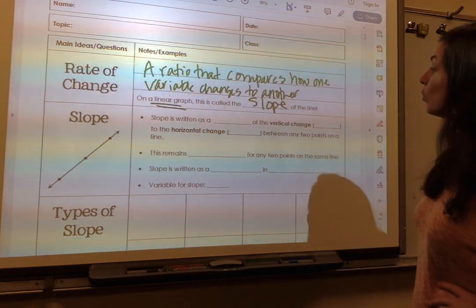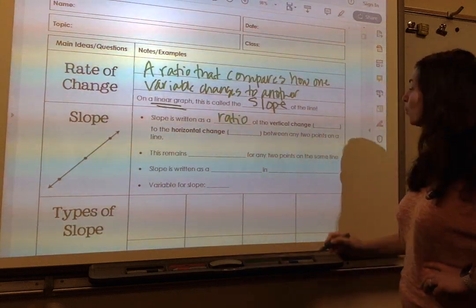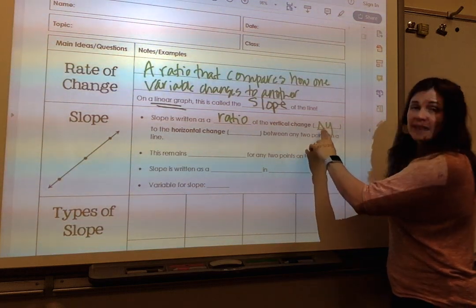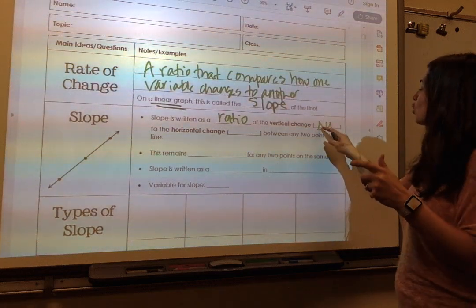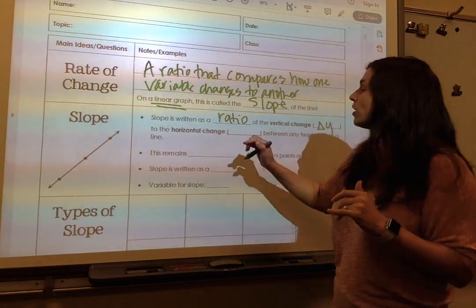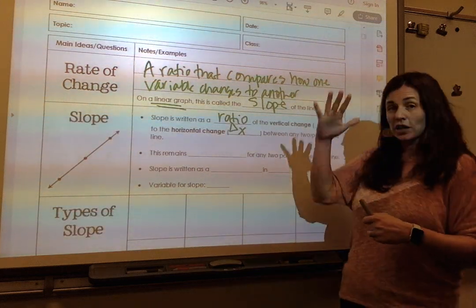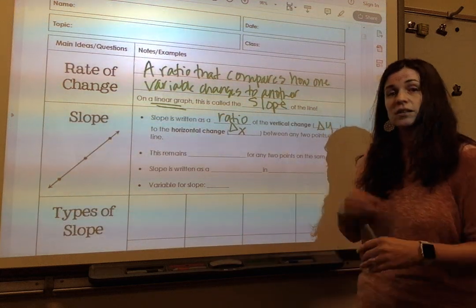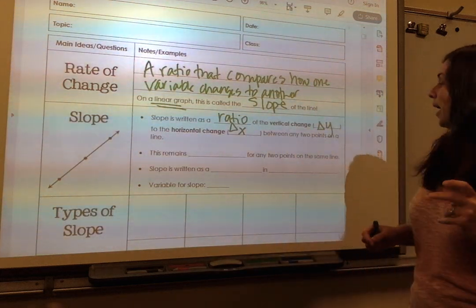So, slope is written as a ratio of the vertical change, which is change in y. This triangle is a delta, and it stands for change. That's a mathematical statement. So it's the change in y to the horizontal change, which is the change in x. Because the vertical change is the up and down, that's the y-axis, and the horizontal change is the x-axis. So it's always comparing change in y to change in x, always.